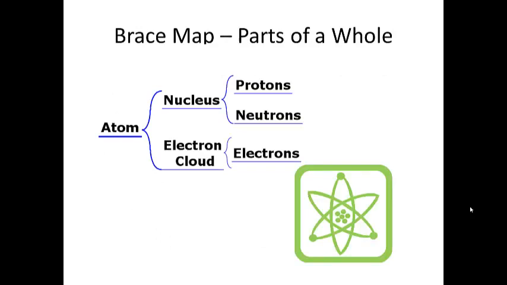Here's a brace map. As you know, brace maps are used to show parts of a whole. If we take the atom itself, we can break it down into two sections, the nucleus and the electron cloud. The electron cloud, the outside of the atom, is where the electrons are found. The nucleus, which is the inside of the atom, is where the protons and neutrons are found.